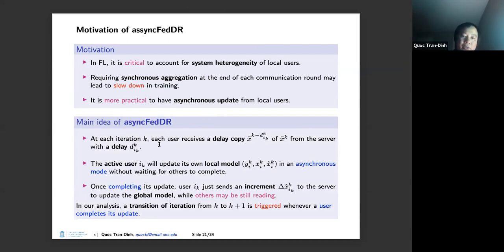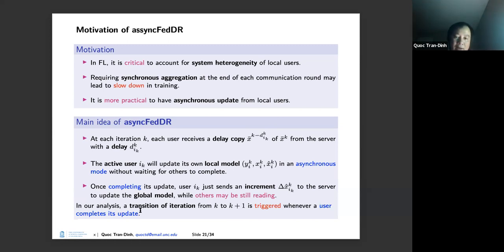So that is what it means. At each iteration k, the user will receive a delayed copy. It's not exactly the vector x bar, but some delayed copy of that one, because whenever one active user has updated, it sends the information to the server, and the server starts aggregating the model, and then broadcasts x bar again. And some other users may still be reading from the server. So what they read is not exactly the new update, but some sort of delayed copy. So that is different between this algorithm and the first one.